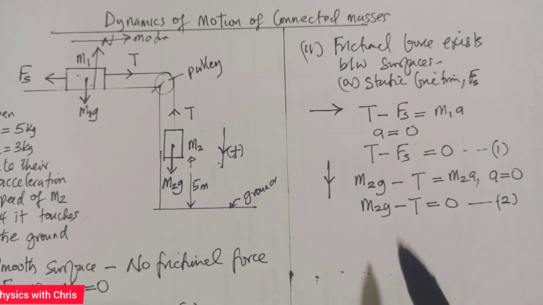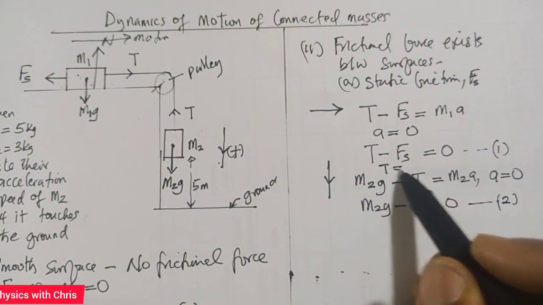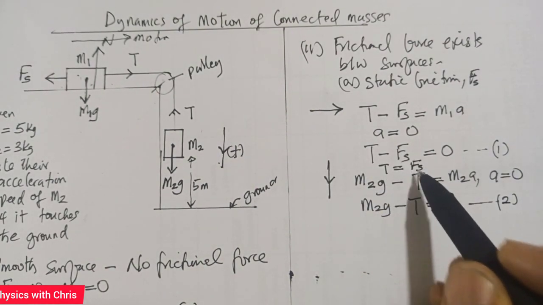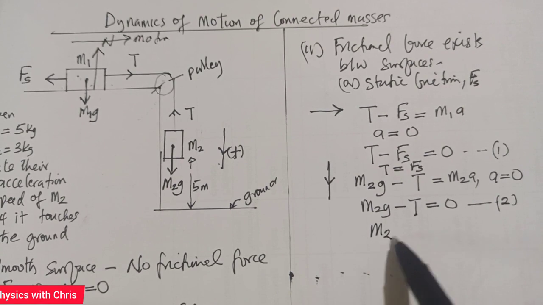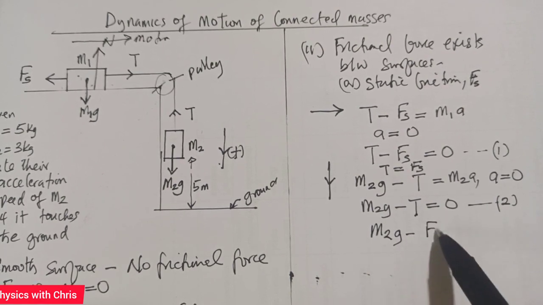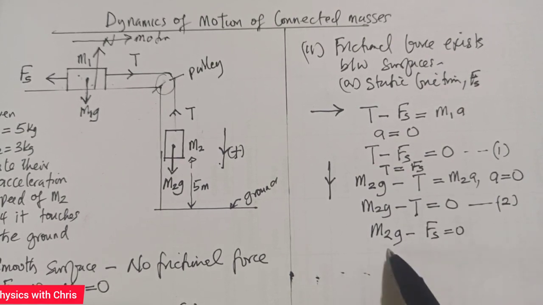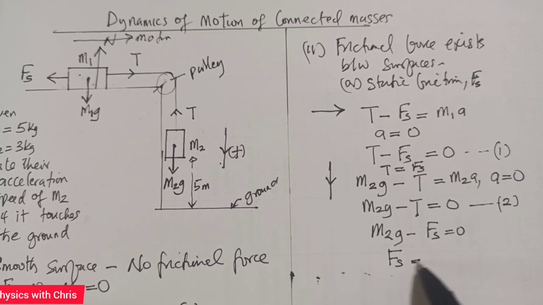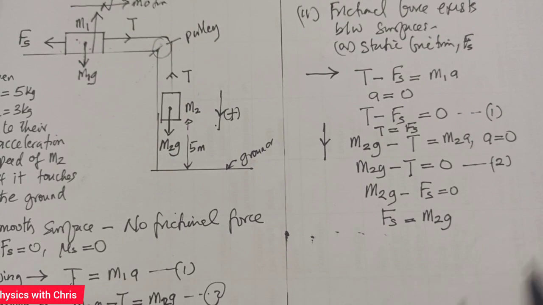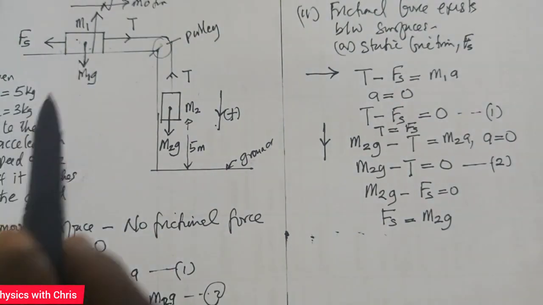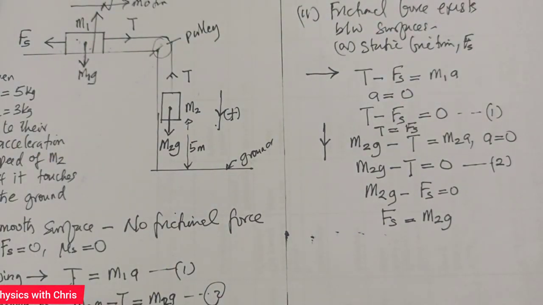Now, since the tension in this string will be equal to the static frictional force Fs in this case, I'm going to substitute that in equation 2. That gives me M2G minus Fs is equal to 0, which means the static frictional force is equal to M2G. Now, suppose I'm asked to find the coefficient of static friction acting between the surface of block M1 and the horizontal or table surface.